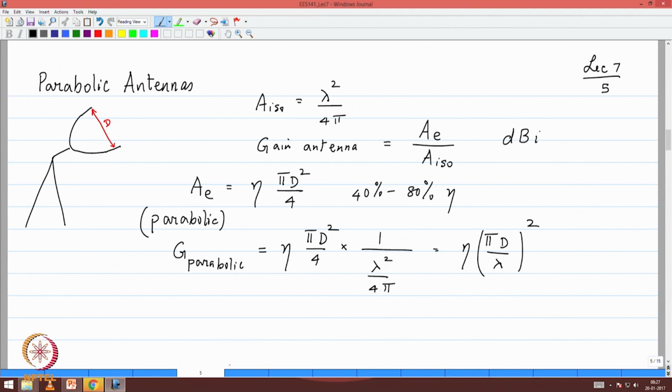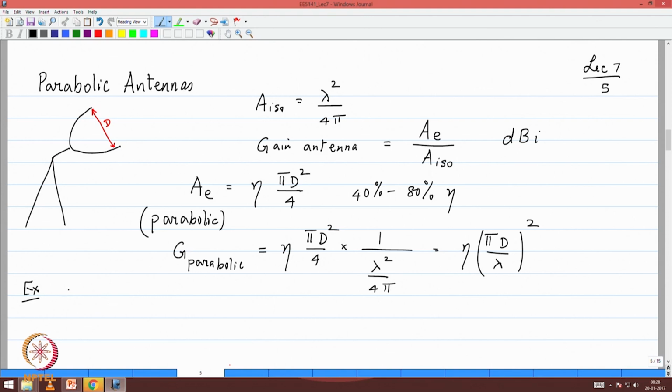Okay. So this is typically how you would characterize the gain of a parabolic antenna, and what I want to share with you is an example of a parabolic antenna, the largest parabolic antenna that we have built, and some amazing stuff that has happened with that.